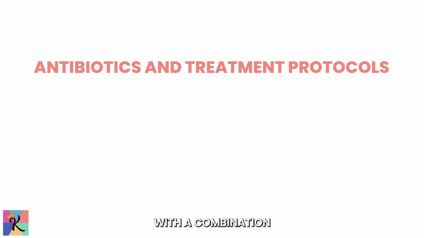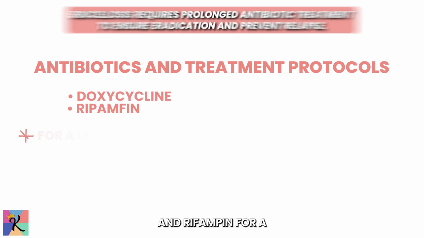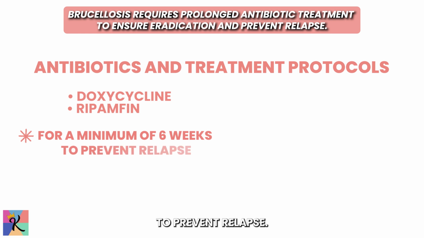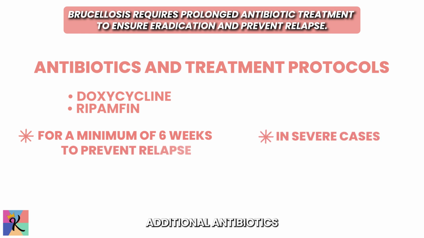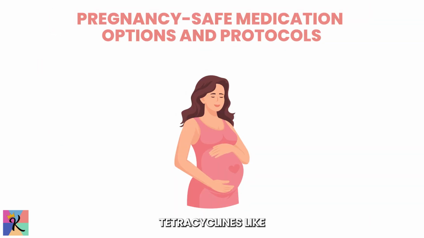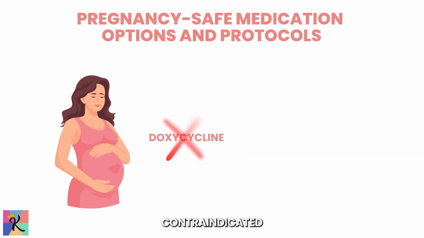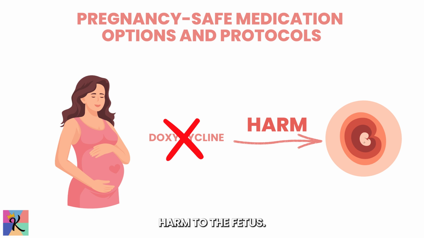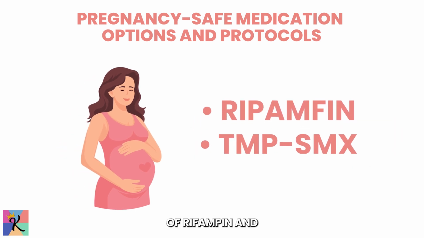Brucellosis is treated with a combination of antibiotics, typically doxycycline and rifampin, for a minimum of 6 weeks to prevent relapse. In severe cases, additional antibiotics such as streptomycin or gentamicin may also be used. During pregnancy, tetracyclines like doxycycline are contraindicated due to potential harm to the fetus. Instead, a combination of rifampin and TMP-SMX is recommended.